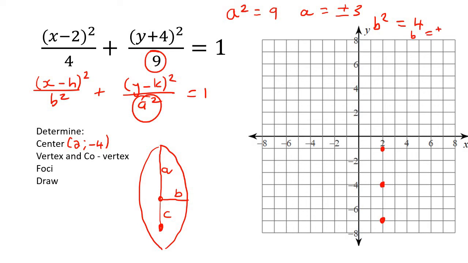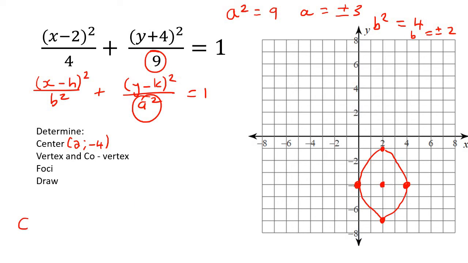So B would be positive and negative 2. So we're going to go 2 to the right and 2 to the left. Okay, and then we can draw our ellipse. Something like that. I should have actually kept that, but let's go get C.